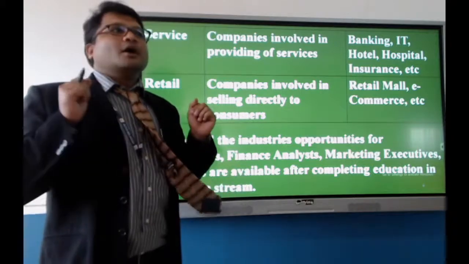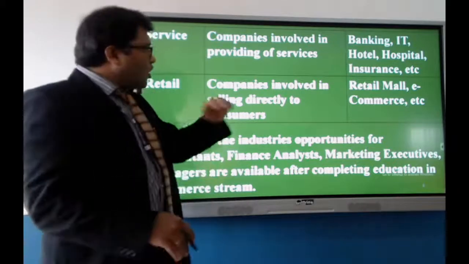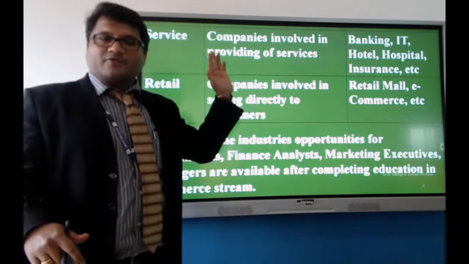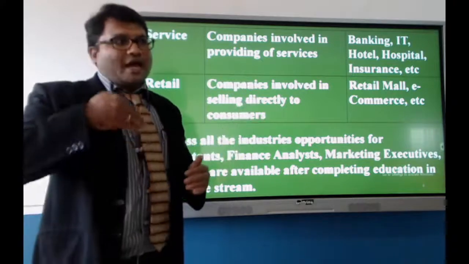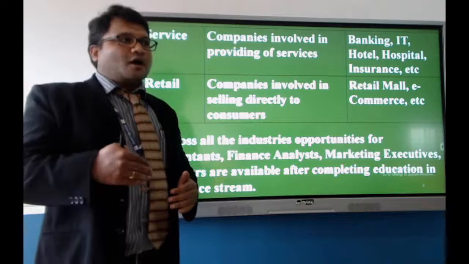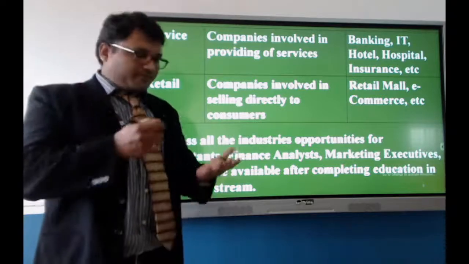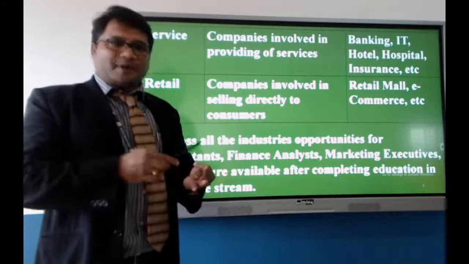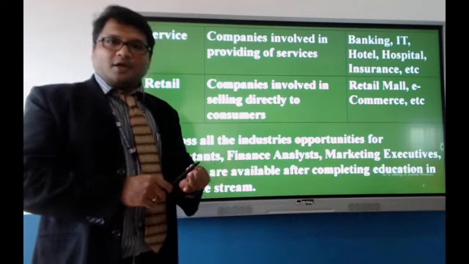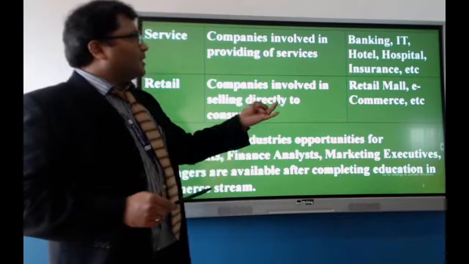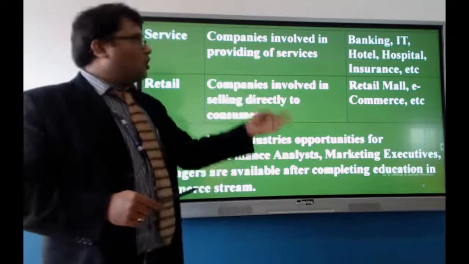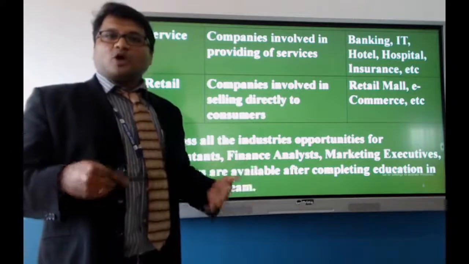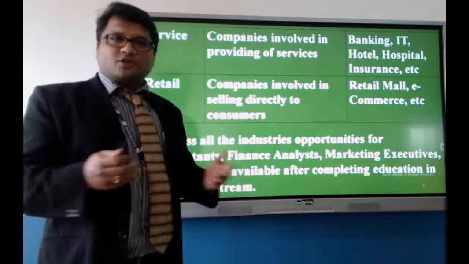They have job opportunities in all these different companies and industries, because every industry has different departments like the HR department, marketing department, finance department. So it is not that if people are in the IT sector or the hospital sector, there are no job opportunities for commerce students. It is not like that.